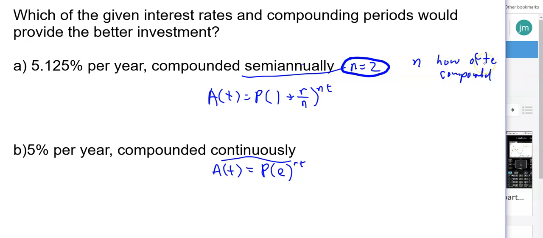So if it's semi-annually, that's twice a year. Quarterly would be 4 times a year. Monthly would be 12 times a year. Daily would be 365 times a year. Any number you can plug into this formula. So this formula works even if n is 1. It's really the same formula.